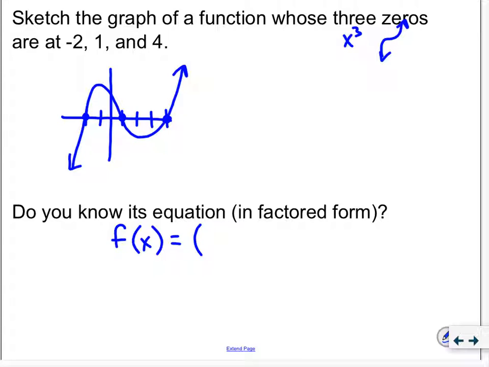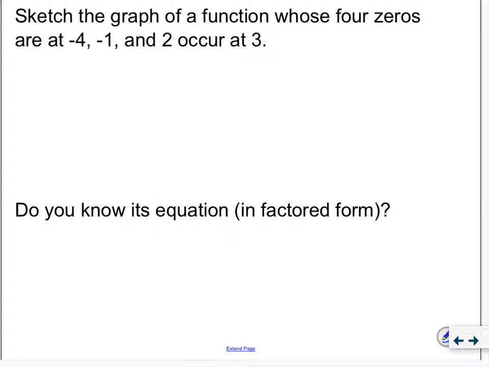So if the 0 is at negative 2, the factor is x plus 2. If a 0 is at 1, the factor is x minus 1. If the 0 is at 4, the factor is x minus 4. An equation like that is good. Alrighty, one last one here.